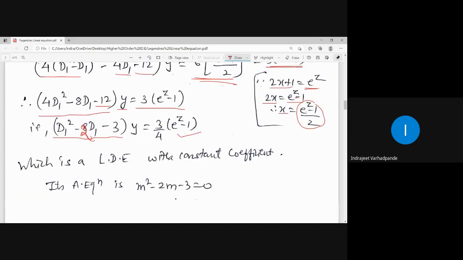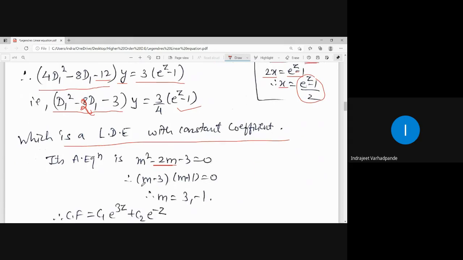In the auxiliary equation I have taken it correctly. It is 2D1, which is a linear differential equation with constant coefficients. Its auxiliary equation is m square minus 2m minus 3 equal to 0. The factors are m minus 3 into m plus 1. So m is equal to 3, minus 1.